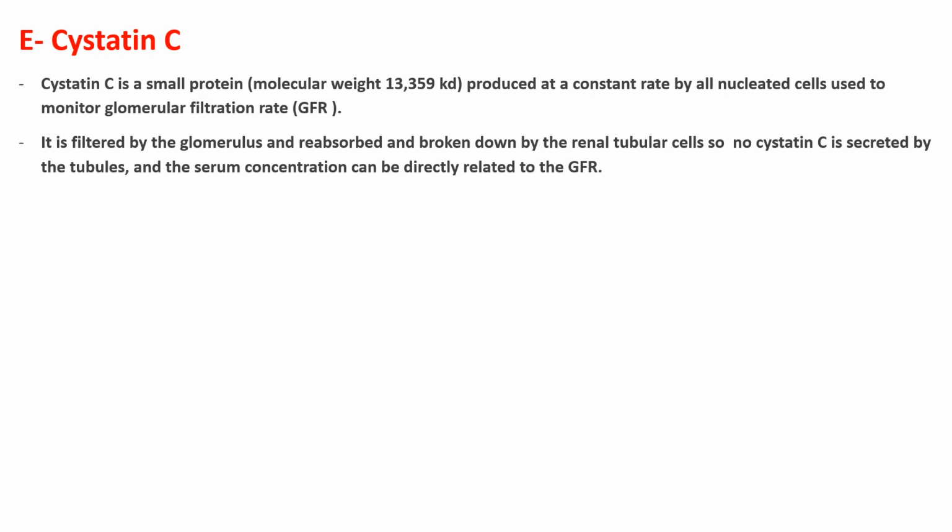Cystatin C. Cystatin C is a small protein produced at a constant rate by nucleated cells, used to monitor the glomerular filtration rate. It is filtered by the glomerulus, then reabsorbed and broken down by the renal tubules. So no cystatin C is secreted by the tubules, and the serum concentration can be directly related to the GFR.